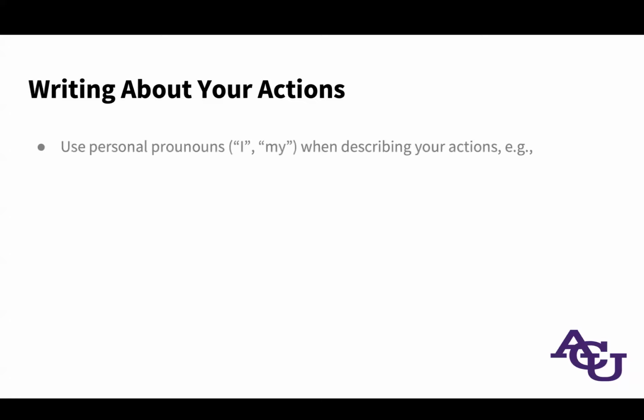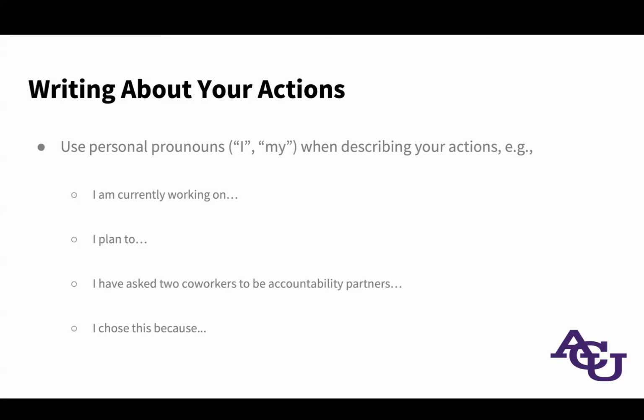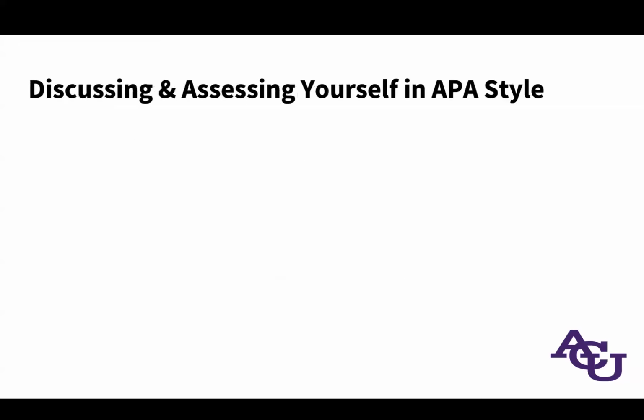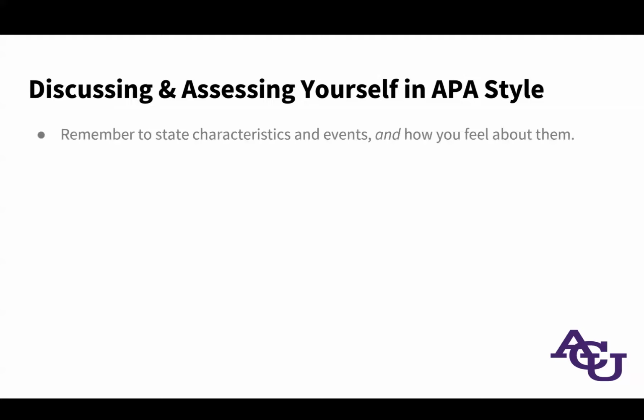Now, when you're writing about those actions, again, use I and my. Things like, I am currently working on that. I plan to. I've asked two coworkers to be accountability partners, or I chose this because. And this is true even when you are assessing yourself, because your thoughts are what they are, but how you explain what you believe and how is what makes these important to the reader and to yourself.